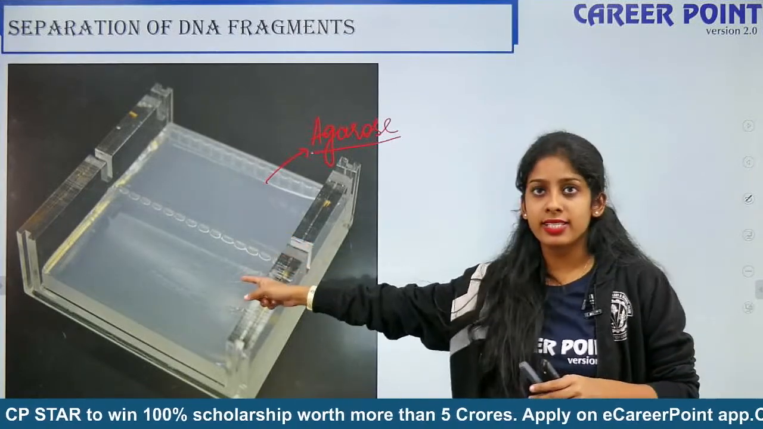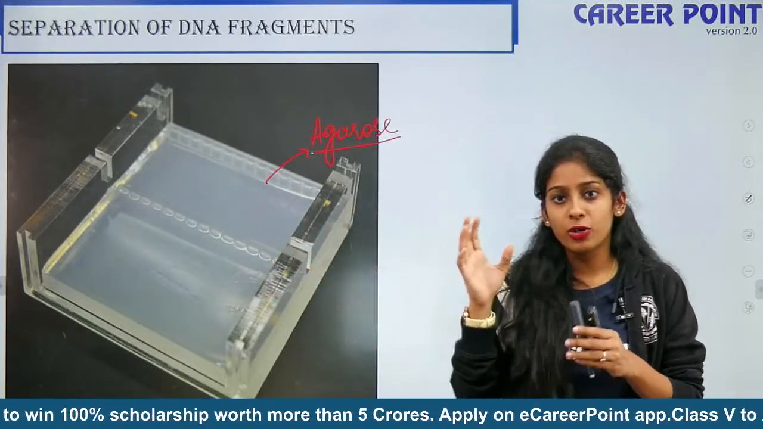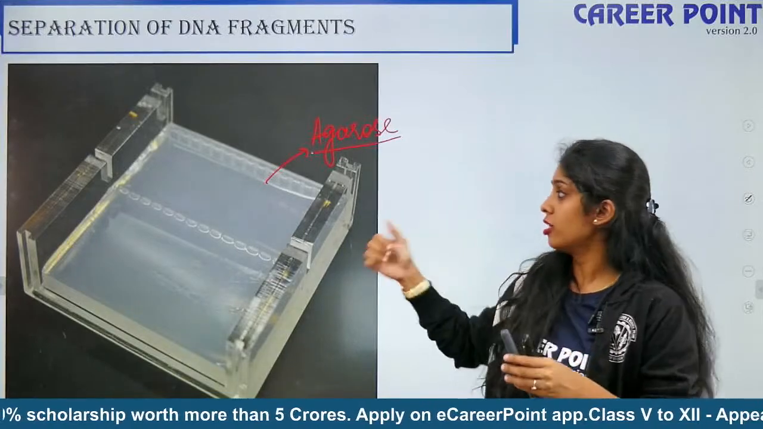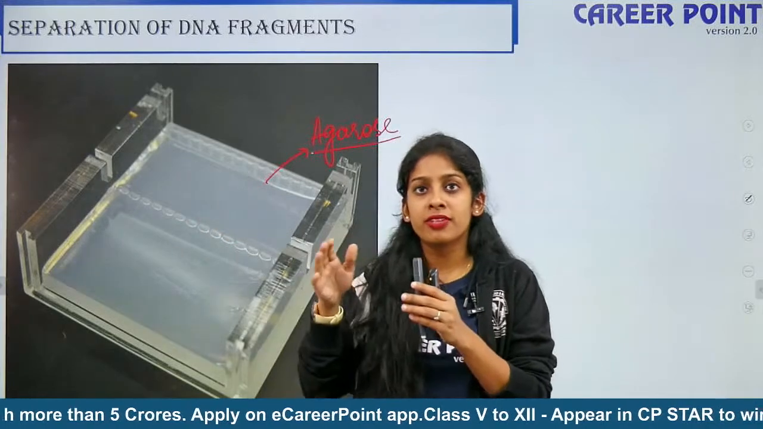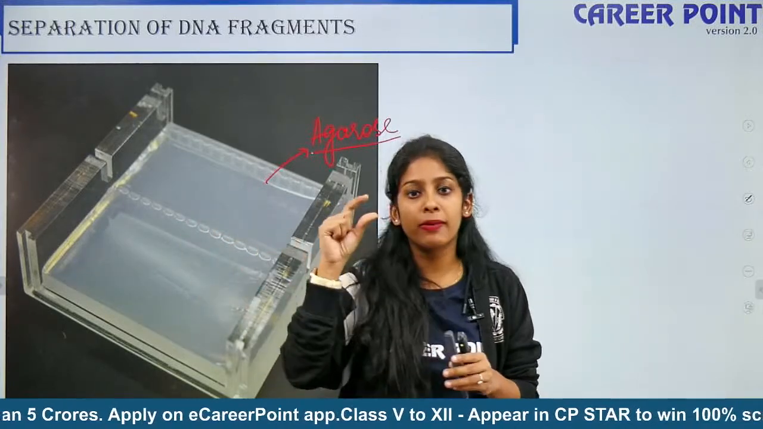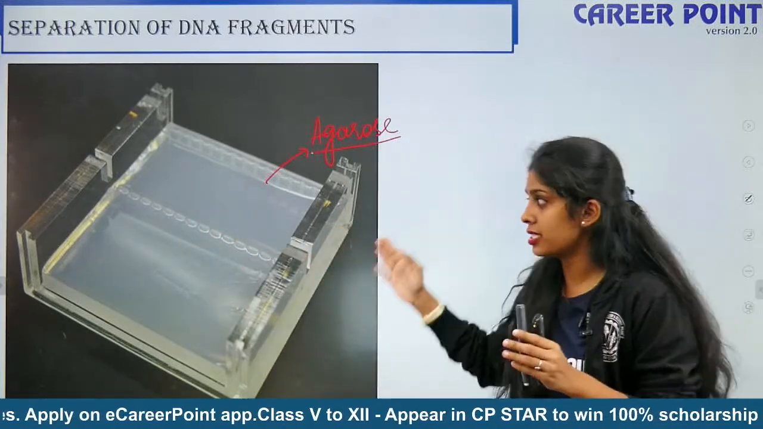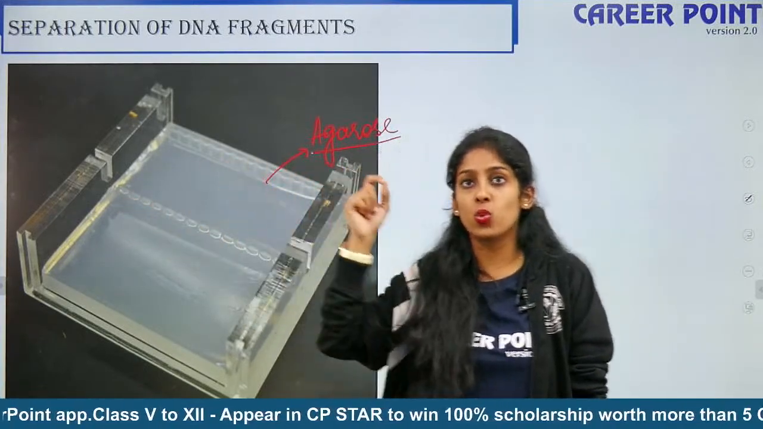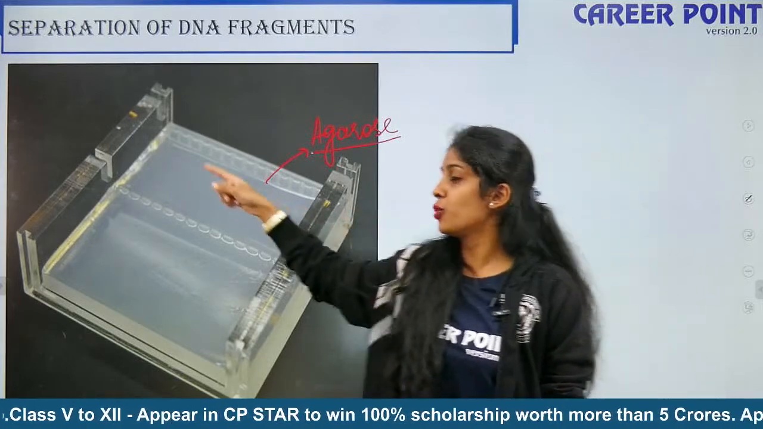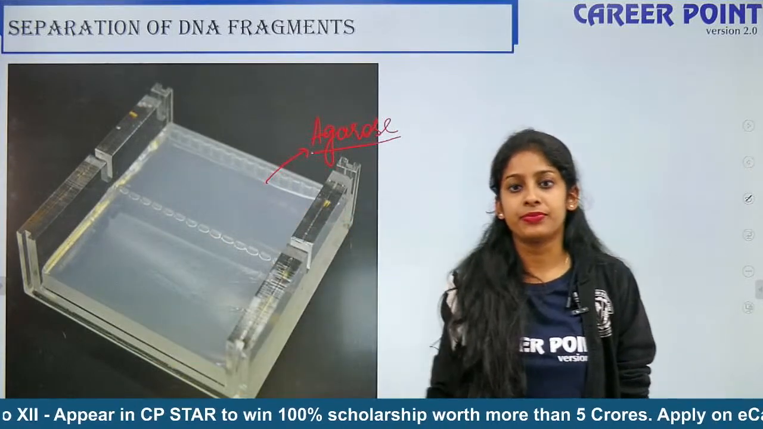So now you will mix the agarose in a particular concentration of water along with ETBR and then put it on this cast. After some time it will solidify and it will become a gel. That is the first step. You will also make depressions like this, called wells or combs. In this you will load your DNA sample.